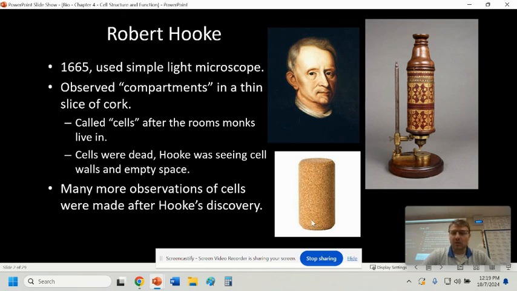So you can see this is what cork looks like. It's in wine bottles or just bottles in general. And if you don't know, cork comes from a tree. It's actually the bark of a tree. And what Robert Hooke was doing was he was observing just different living things, and he was observing this cork one day.